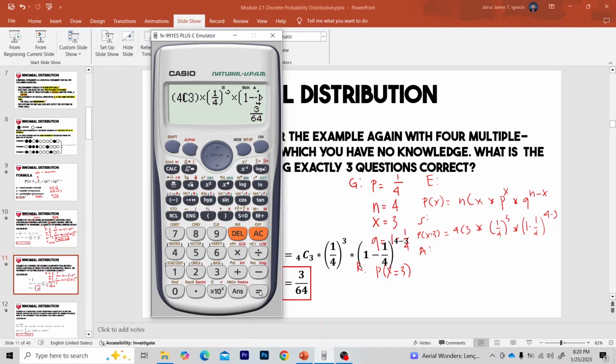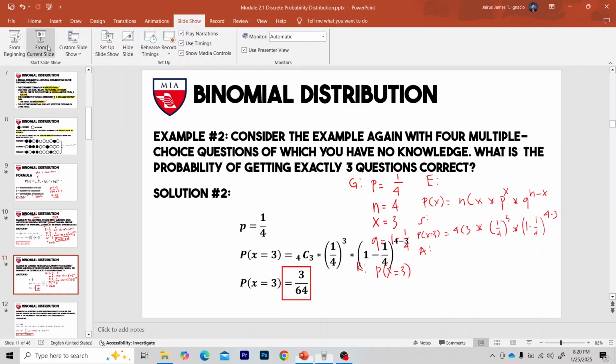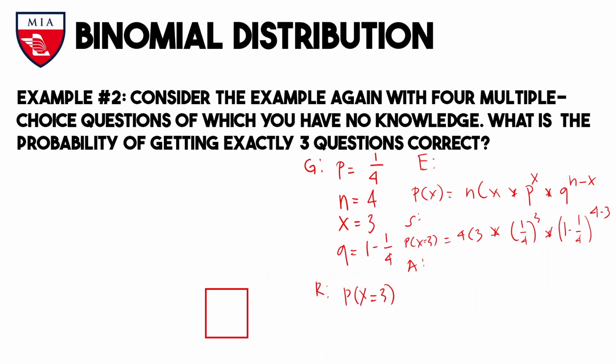So if we solve it, we have 3 over 64 or 0.47. So we just stick with 3 over 64 for the answer. So the answer is the probability of x is equal to 3 is equal to 3 over 64. So that's how we solve a certain binomial distribution problem. Okay?